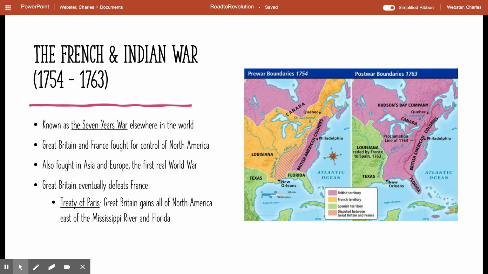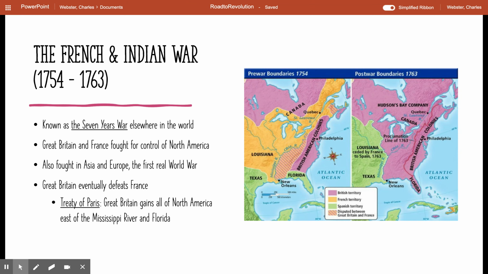The two main enemies in this war were Great Britain and France, and they were fighting for control of North America, over who was going to be the dominant European country there. This war didn't just happen in North America. There were battles in Asia and in Europe, so this was really the first true world war. The end result was Great Britain defeating France, and they ended the war with a treaty called the Treaty of Paris, the first of many treaties of Paris in US history.